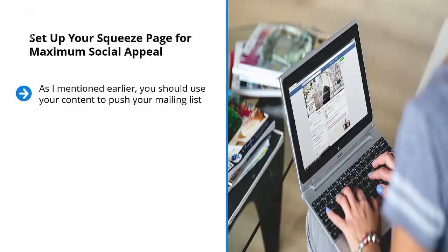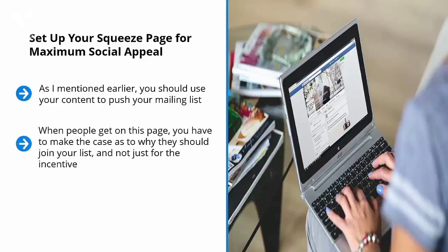Set up your squeeze page for maximum social appeal. As I mentioned earlier, you should use your content to push your mailing list. You should use your content to upsell your squeeze page. But this doesn't mean that you can get away with badly designed squeeze pages. It's not going to cut it. Your squeeze page must be well designed. After all, this page is a specialized recruitment page. When people get on this page, you have to make the case as to why they should join your list, and not just for the incentive.